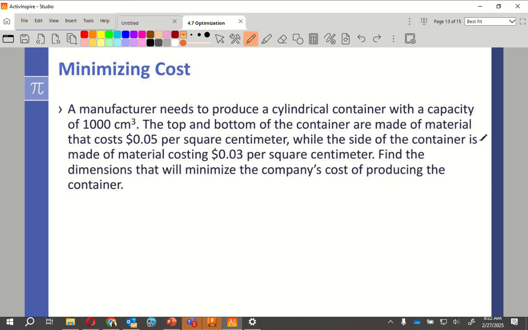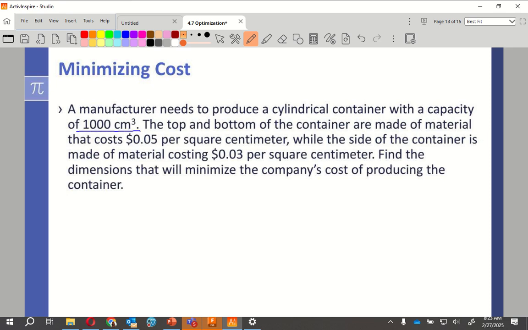Manufacturing needs to produce a cylindrical container with a capacity of 1,000 cubic centimeters. The top and bottom of the container are made from material that costs 5 cents per square centimeter, while the sides of the container are made from material costing 3 cents per square centimeter. Find the dimensions that will minimize the company's cost of producing the container. So we have two formulas here, right, Vincent? What's my first one that I'm dealing with here?